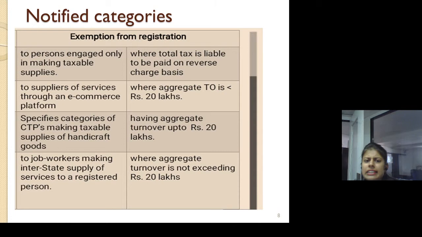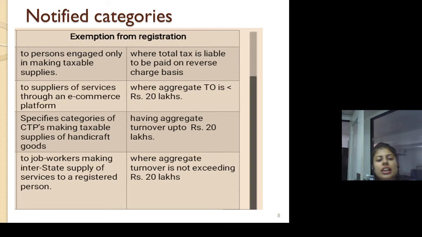Next is persons engaged only in making taxable supplies. Now, if they are engaged in taxable supplies, then they are liable to registration. But why are they exempt? Because their total tax is to be paid on a reverse charge basis by the recipient and not by the taxpayer. So even if I am supplying taxable goods, I am not liable to collect tax, or my tax is going to be paid by the other party who receives the supplies. Then even if I am making a taxable supply, I am not liable to register because my tax is totally going to be discharged by the recipient.